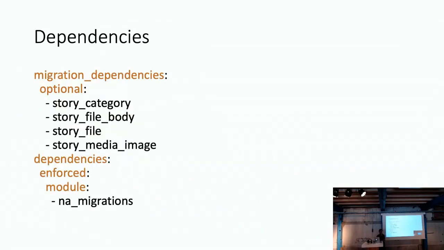You can also define dependencies in a migration YAML file. In this instance, I had the base YAML file called story. And in that migration YAML file, I had these dependencies. And these four dependencies are basically other migration files.